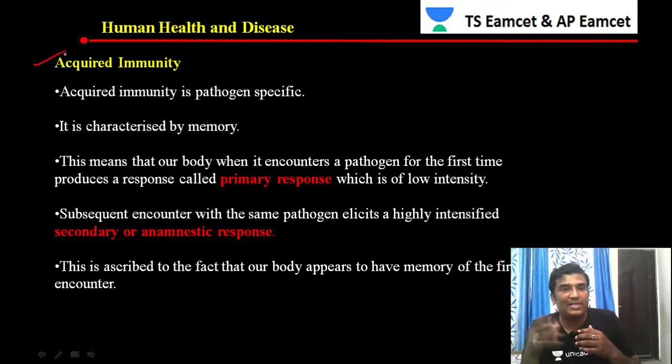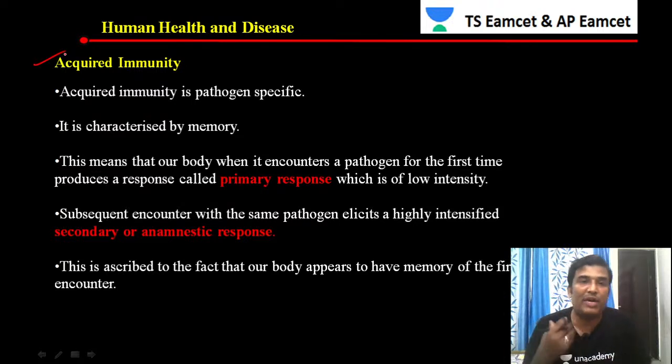And immunity that is acquired through the entry of a specific pathogen is called acquired immunity, means the person acquired immunity. So the immunity that is acquired by the person is called acquired immunity, and immunity that is provided by birth is called innate immunity. Just now we have seen about the innate immunity. Let us see something about the acquired immunity.